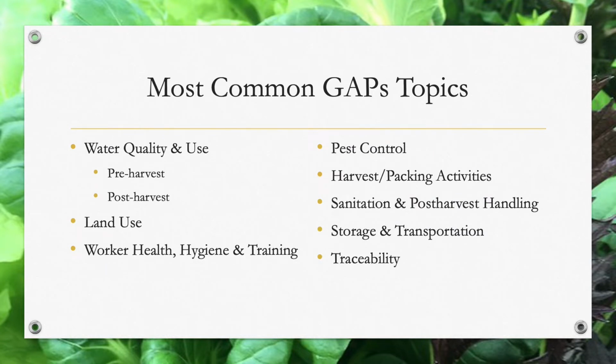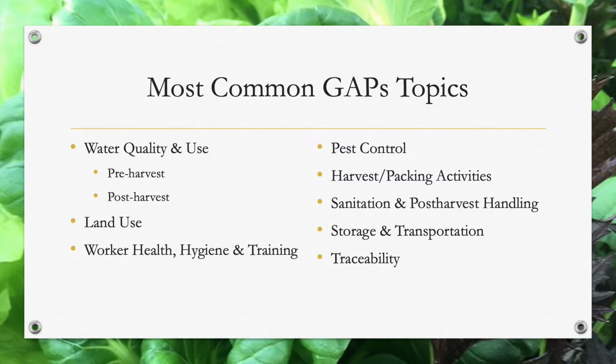So the most common GAP topics or categories that are greenhouse specific encompass water quality and how it's used. This is both pre and post harvest. When we're talking about pre harvest, we're also talking about harvest if there's any water that's used during harvest, but we're not just talking about irrigation there. We're talking about any kind of foliar application, like we just mentioned. Post harvest is anything along the lines of washing, cooling, things of that nature.